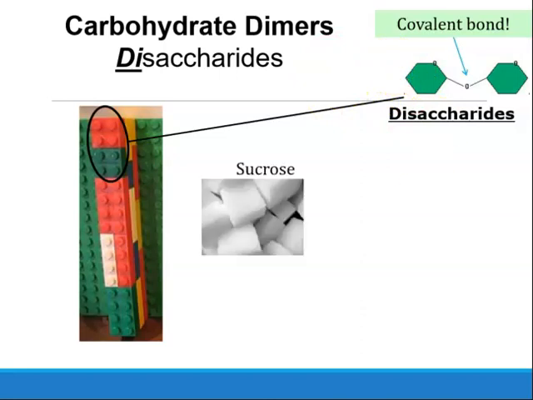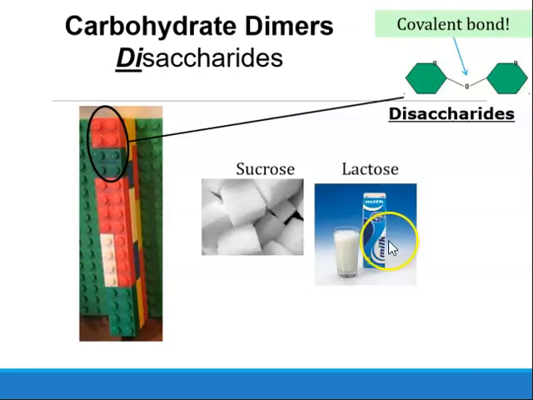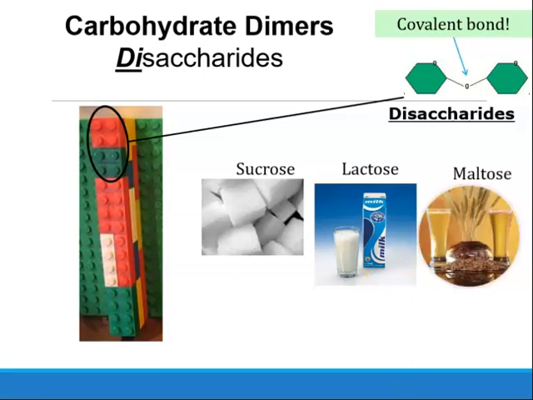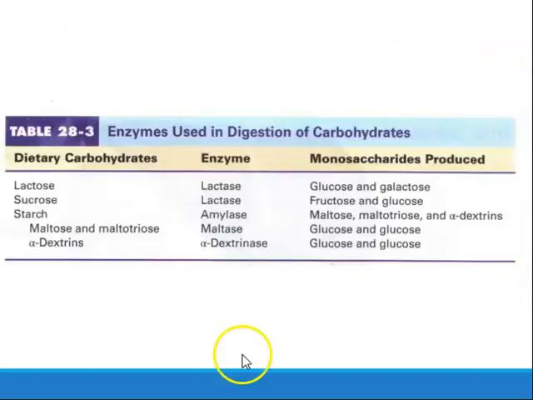molecules together. So examples of disaccharides include sucrose, our table sugar, lactose that we find in dairy products such as milk, and maltose. Now, I've included in this PowerPoint a table of the different carbohydrates. We have our disaccharides and polysaccharides and the monosaccharides that make them up.